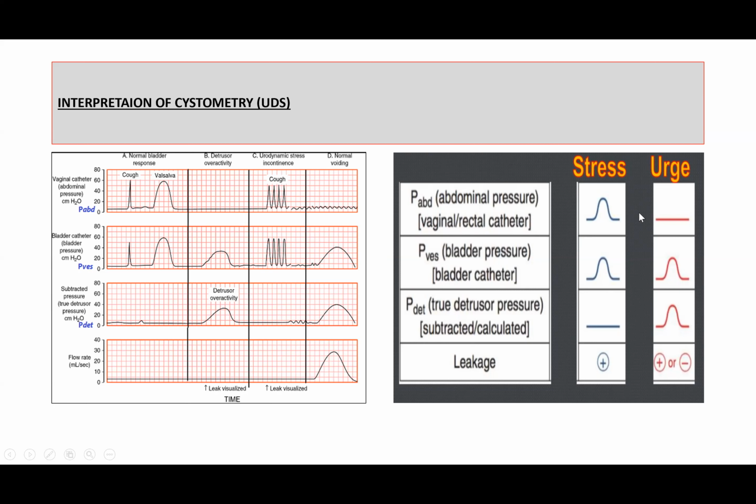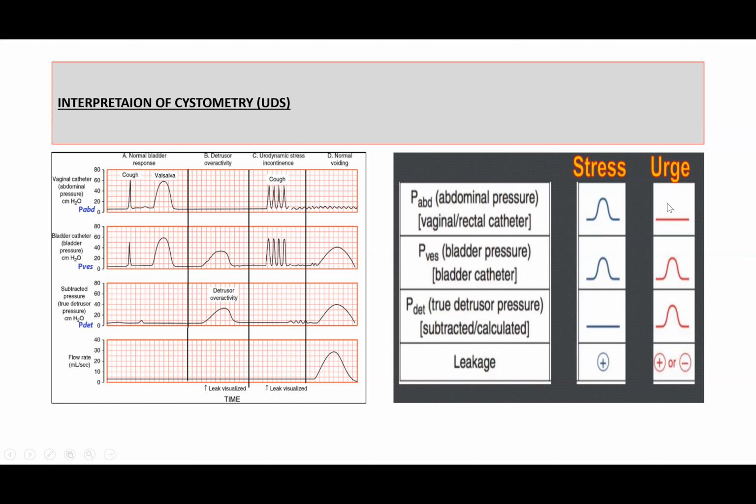Just to keep it very simple, how are we going to see stress incontinence in the urodynamic studies? We will see the abdominal pressure is raised. Bladder pressure is raised. Is there any leak? Yes. So what about the detrusor pressure? No, it's not raised. So this one is urodynamic stress incontinence. If detrusor pressure was also raised, it would have been mixed incontinence.